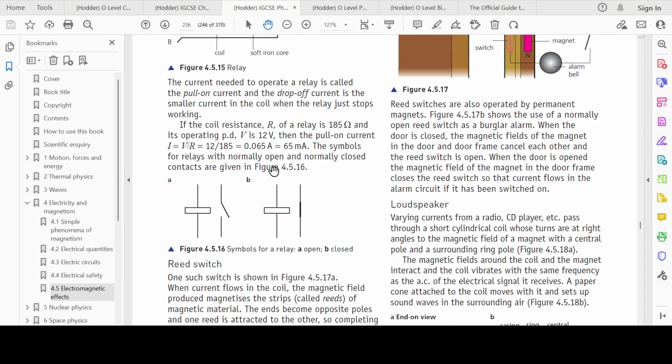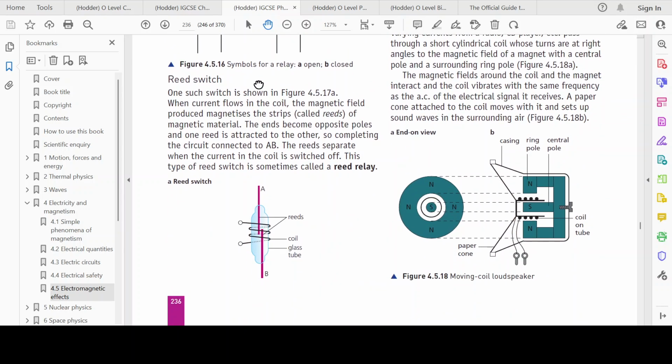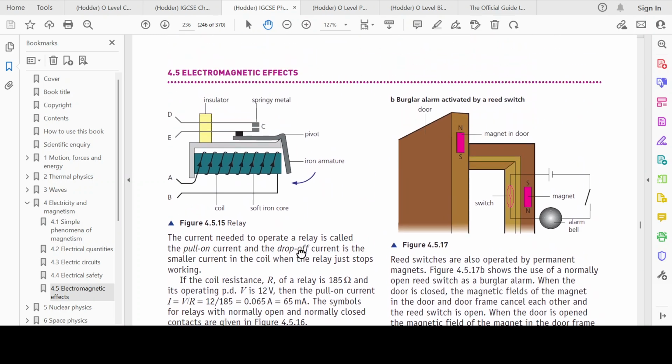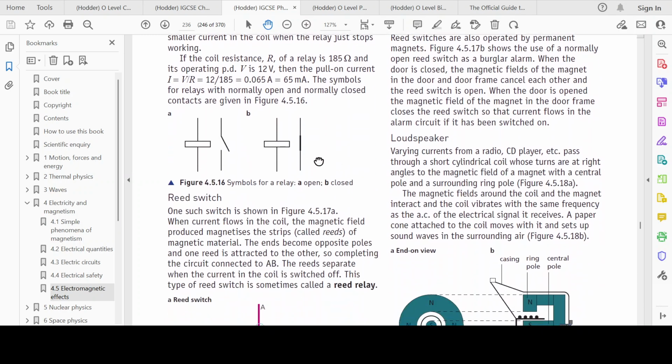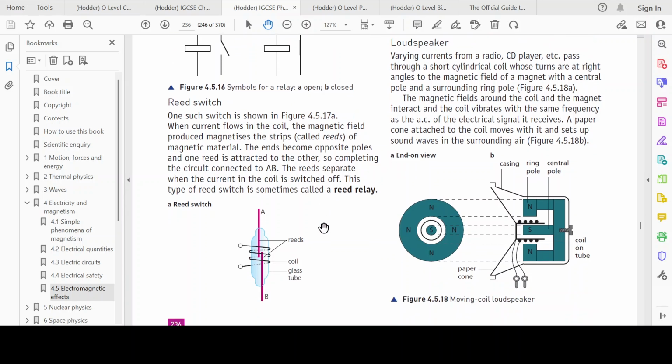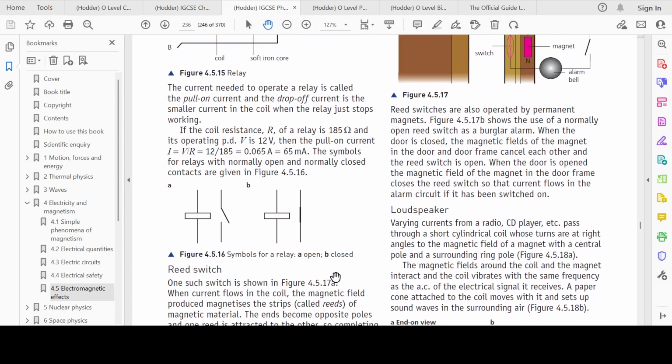And these are the symbols for a relay, right? So the symbols for relay, which are normally open, normally closed contacts, are given over here. So this is an open relay and this is a closed relay switch. All right. So yeah, how stuff works. Obviously, some concepts are being applied which we've just covered recently and last time as well.